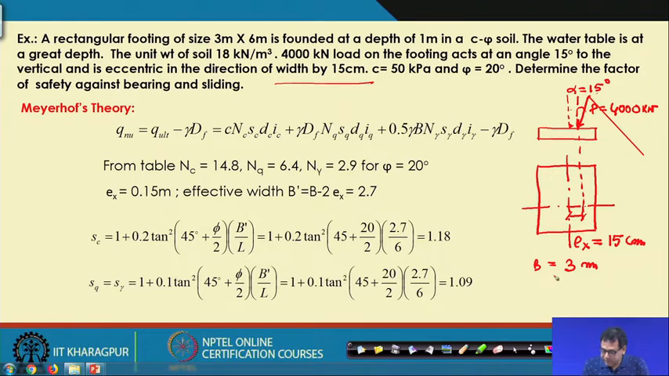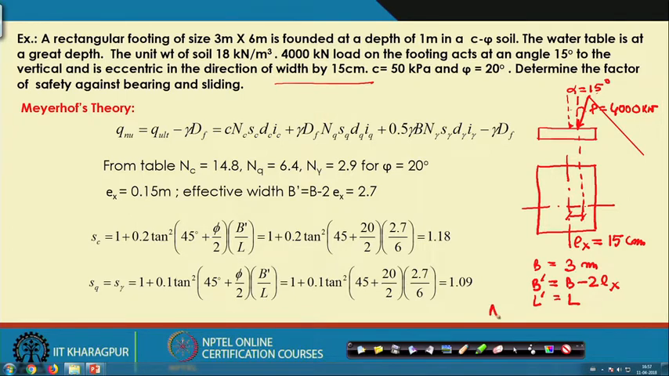Another thing is that we can write B dash equal to B minus 2 e_x, and L dash will be equal to L, as there is no eccentricity in the lengthwise direction. If there is eccentricity in the lengthwise direction, then we have to take the effective length also. So the effective area will be B dash into L. If there is a two-way eccentricity, then it will be B dash into L dash.